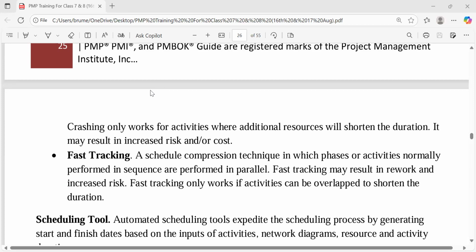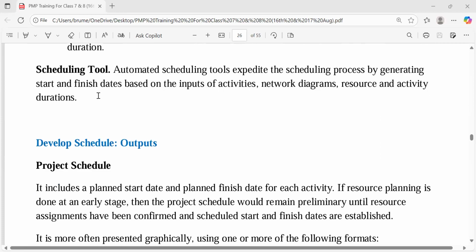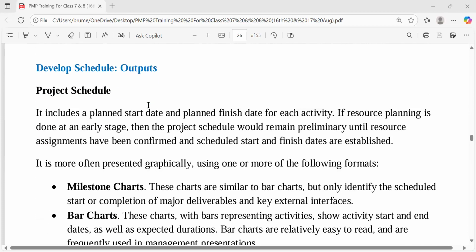Fast tracking only works if activities can be overlapped to shorten the duration. So that means that painting and plastering cannot, there's no overlap, right? So we cannot fast track them. So the same scheduling tools, and we have our output, the project schedule becomes our output.